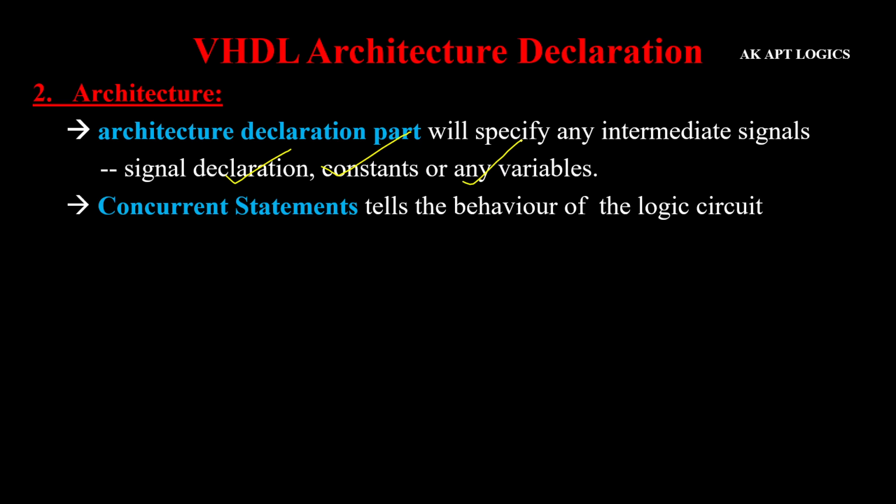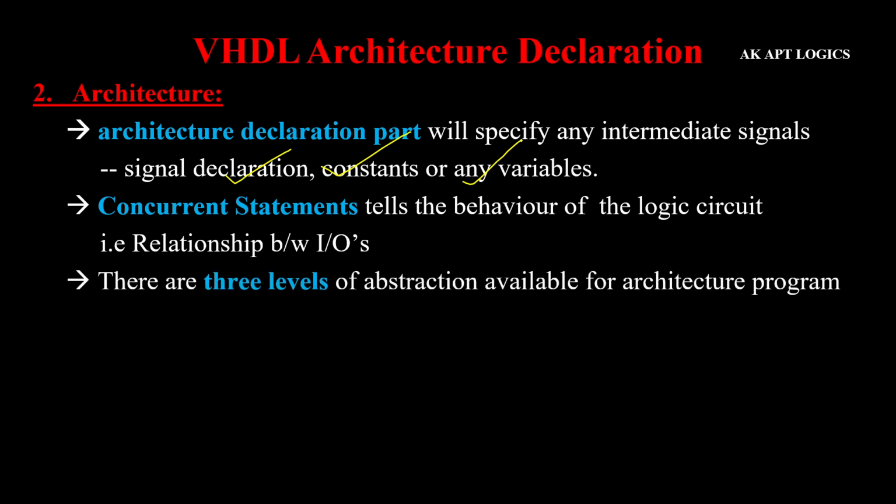Next, concurrent statements tell the behavior of the logic circuit. This is the point I have told you, right? Behavior of the logic circuit means in the concurrent statements we are going to specify the input output relation. Specifying that particular input output relation, between the input and output ports or the constants, we can do in three ways. That is called levels of abstraction.